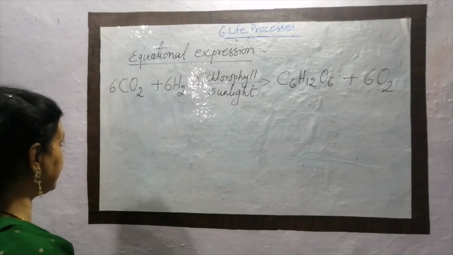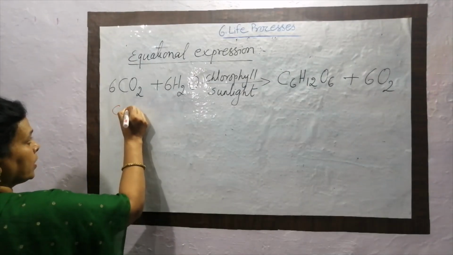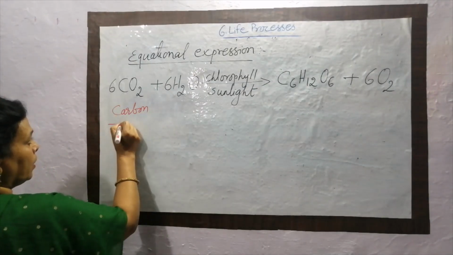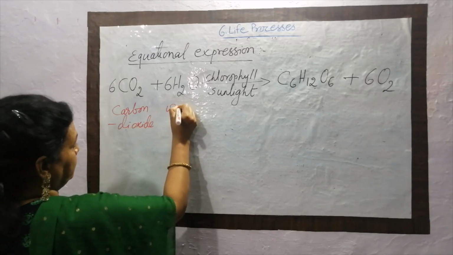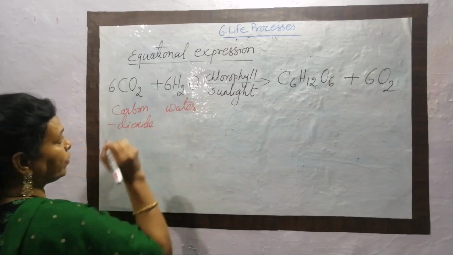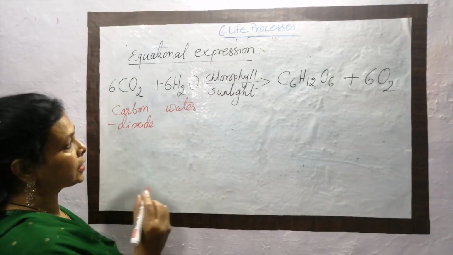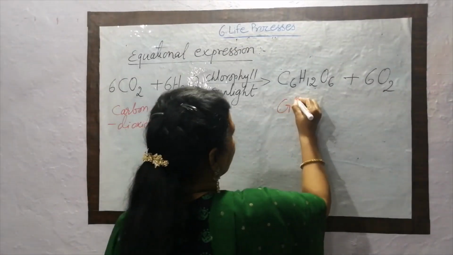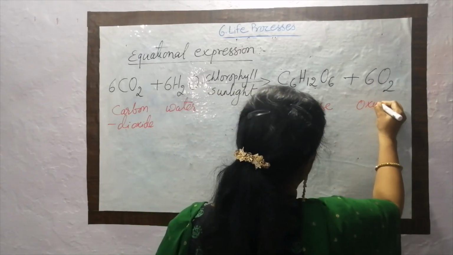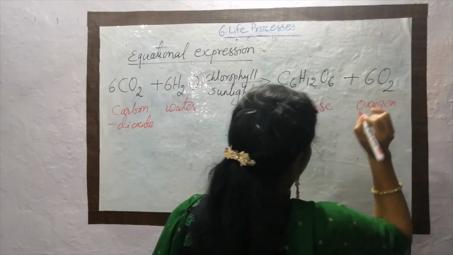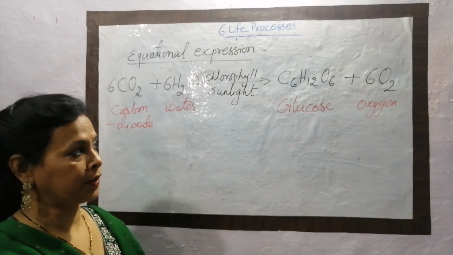Now what is going on here? See, it is the carbon dioxide. Six parts of carbon dioxide combine with six parts of water to form glucose. And in this process, oxygen is also evolved. We also get six molecules of oxygen.